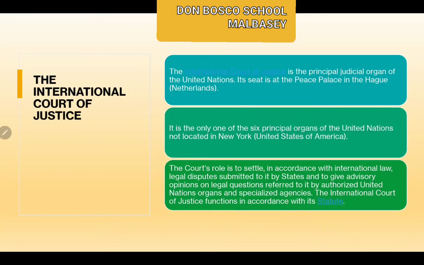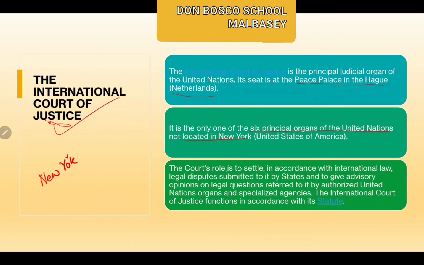Okay, the International Court of Justice. The word is justice, and we will talk about giving justice. The International Court of Justice is a principal judicial organ of the United Nations. It sits at the Peace Palace in The Hague in the Netherlands. The main office is in the Netherlands. It is the only one of the 6 principal organs of the United Nations not located in New York. So every organ is located in New York, but the International Court of Justice is in the Netherlands.